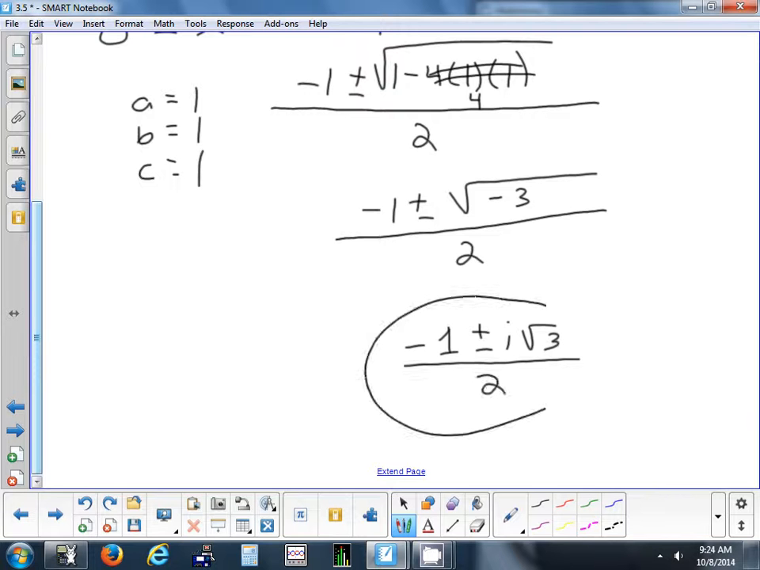And that's about as much as you can really do. And there's your two answers: negative 1 plus i root 3 over 2 and negative 1 minus i root 3 over 2. You can use the plus or minus symbol to write both answers together. Again, not something you can graph and find the answers. Graphing will only give you the real roots. There are no real roots in this problem. Okay. Any questions on that? Okay, so that's a quadratic.